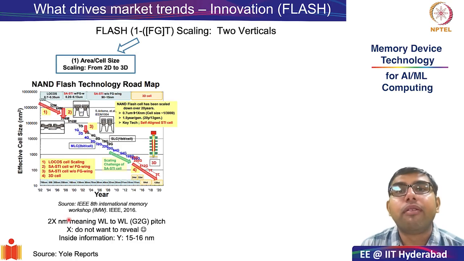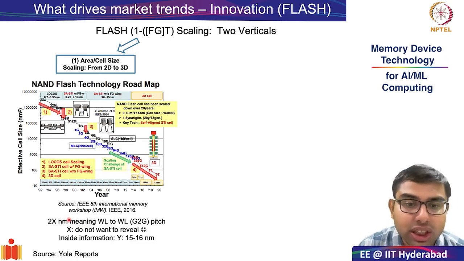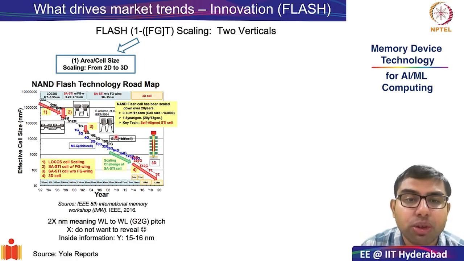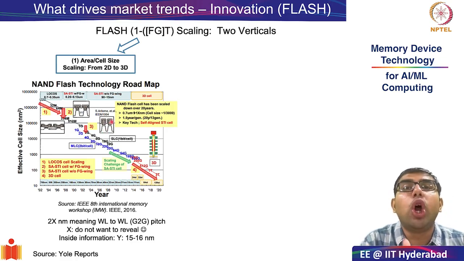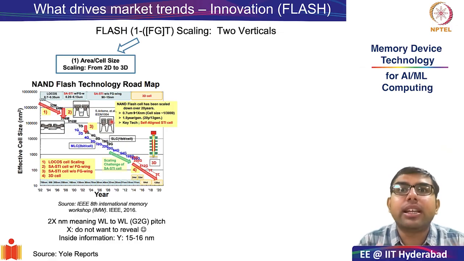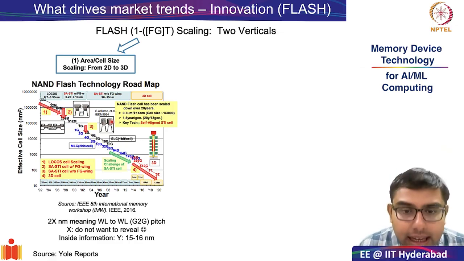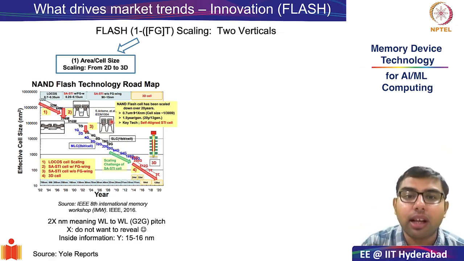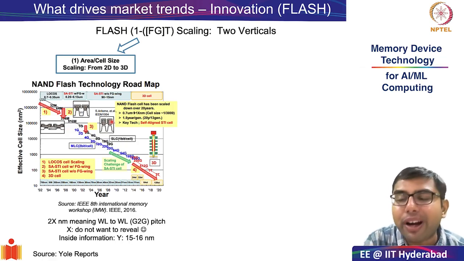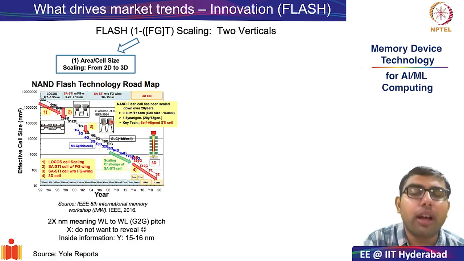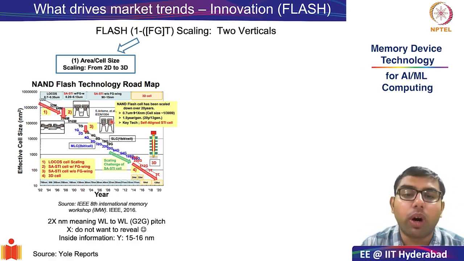Similarly, for NAND flash, it is the gate to gate pitch. What is the meaning of gate to gate pitch? It is the distance between two neighboring cells in a NAND flash. And as you know, for two neighboring cells, the gate is connected to the word line. So you can also say it is the effective distance between two word lines.